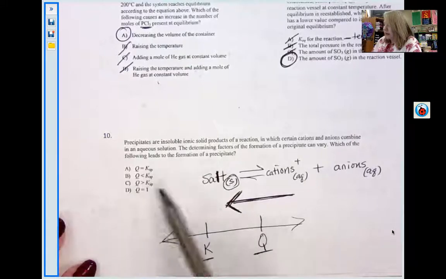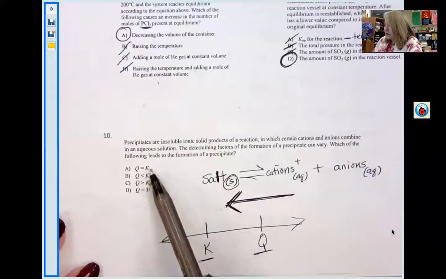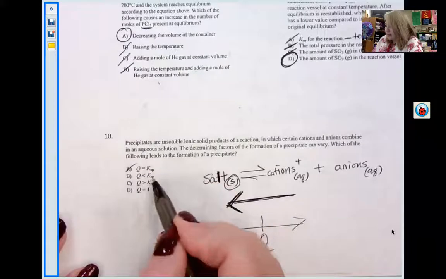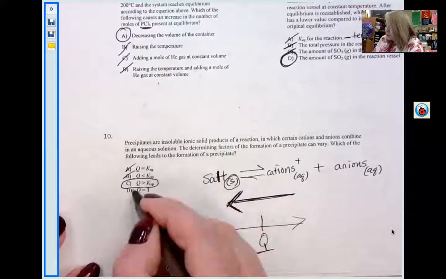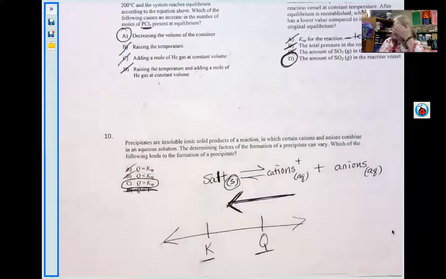So let's look at our options here. Q is not equal to K. Q is not less than K. Q has to be greater than K. Q equals 1, that's not ever going to happen on this type of question because you'd have to have a K to actually compare that to.